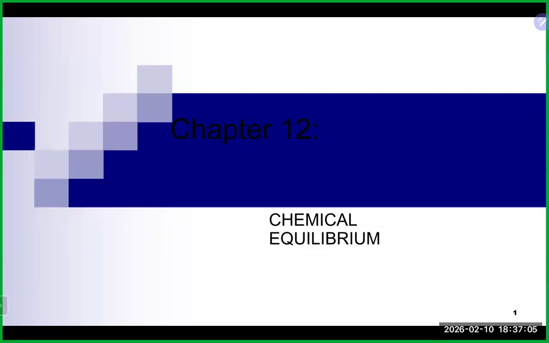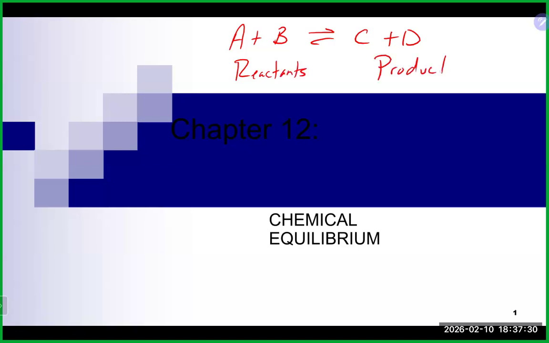Now, when we talk about chemical equilibrium, it does involve a certain type of reaction. If we have a reaction such as A plus B goes to C plus D, A and B are our reactants, right? And C and D are our products, right? So we have our reactants, we have our products. And this type of reaction is a reversible reaction.